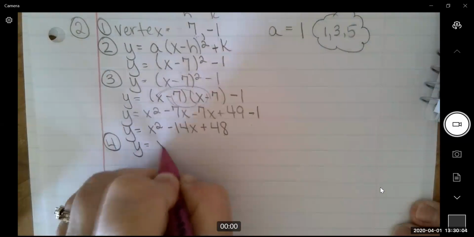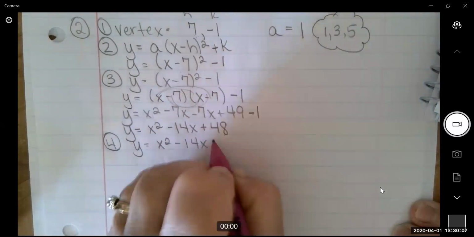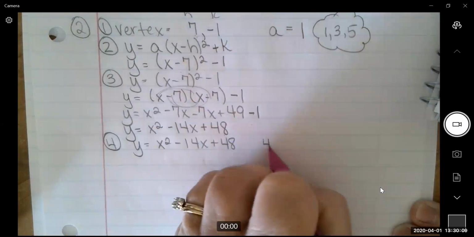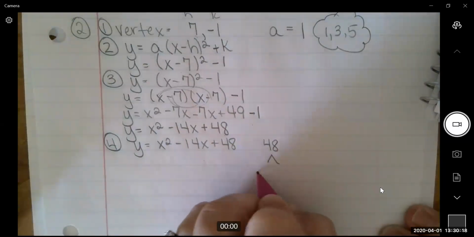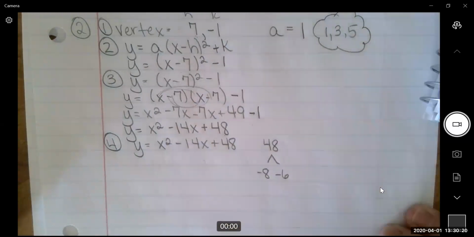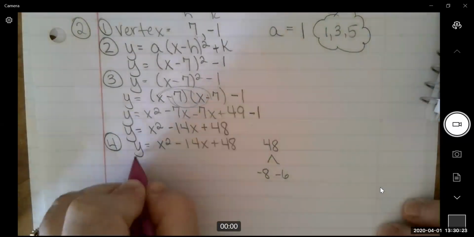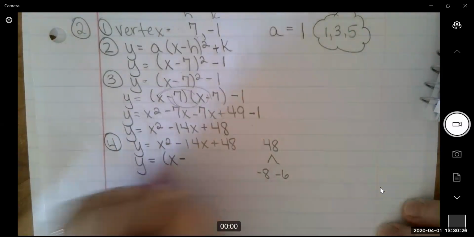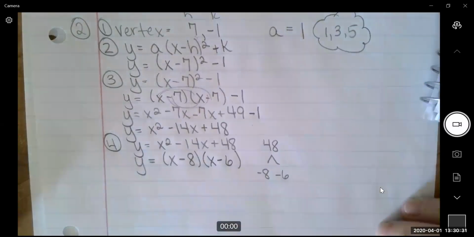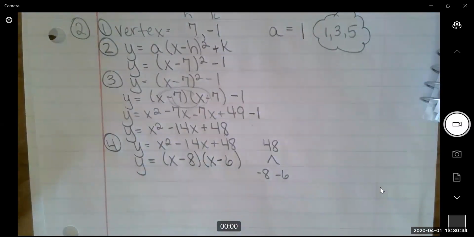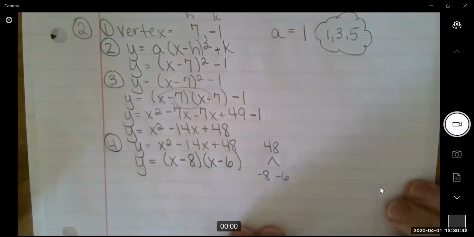So now we're going to factor x squared minus 14x plus 48. I need two factors that are going to give me a negative 14, but a positive 48. So that's going to have to be a negative 8 and a negative 6. So y equals x minus 8 times x minus 6. All right, that's number 2. We have one more example to go.